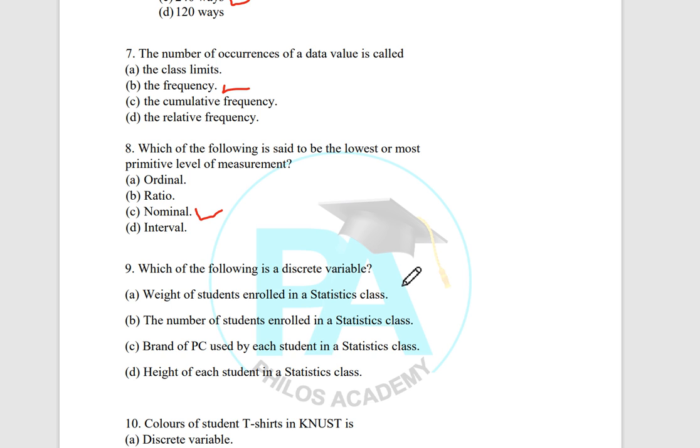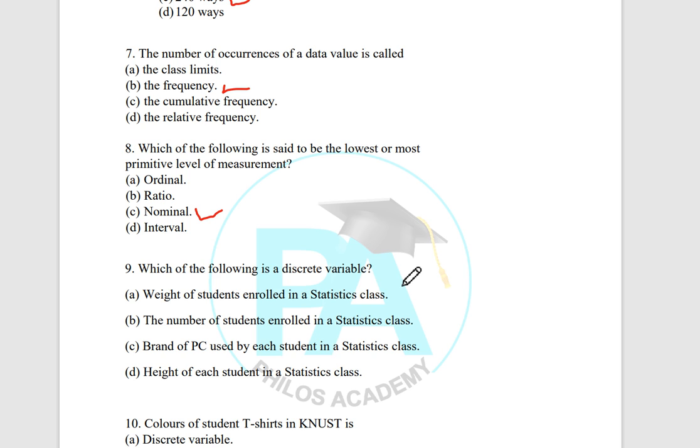Question 9 says, which of the following is a discrete variable? When we talk about a discrete variable, it's talking about something that is countable. Let me remind you of something. Remember that we have our qualitative variables and quantitative variables, isn't it? And the quantitative variable is divided into two: we have discrete variables and continuous.